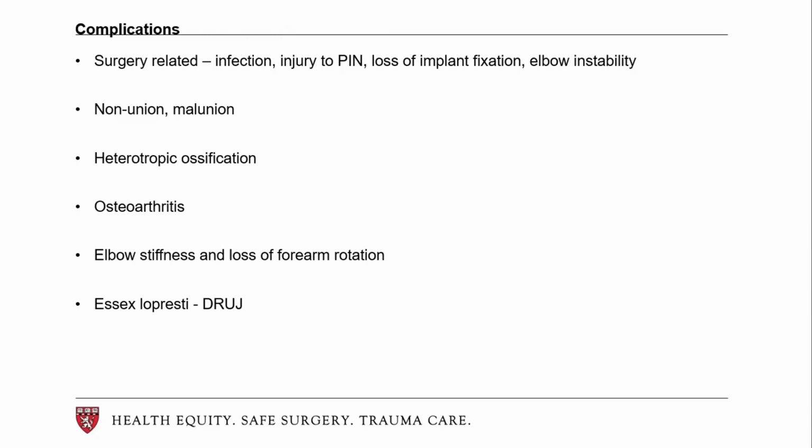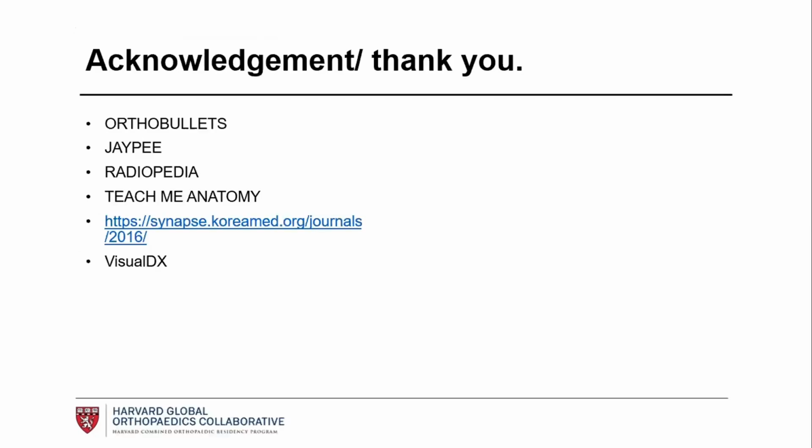In case of radial head excision without replacement, the Essex-Lopresti injury is of concern. Remember, the radial head is the primary stabilizer of longitudinal forces around the forearm and the elbow. So with the loss of the radial head, the radius shortens, which results in distal radioulnar joint disruption.